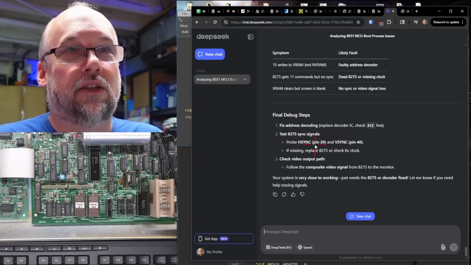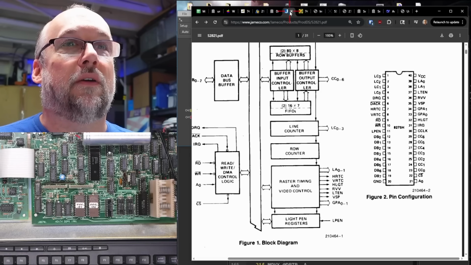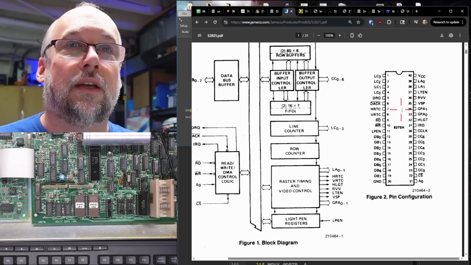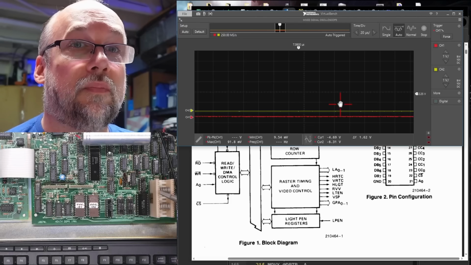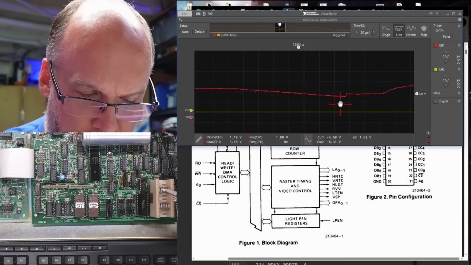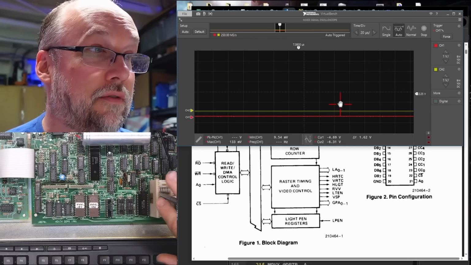Now it's ultimately telling me to check pin 39 and pin 40 on the CRT controller. Let's just verify those are actually the pins. They are not the right pins. It is pin 7 and 8. So we're looking at pin 7 there, and there's absolutely nothing on it. We're looking at the red trace. And there's pin 8, and absolutely nothing on there. This is on the video chip itself.